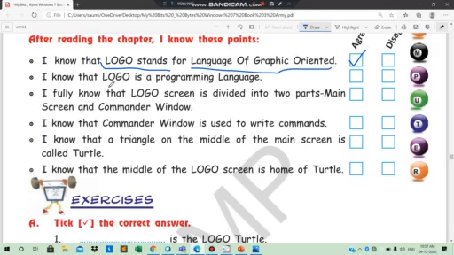I fully know that logo is what? Logo is a programming language. Yes, it's a programming language. ये मैम ने समझाया भी आपको कि लोगो क्या होता है. लोगो एक तरह की प्रोग्रामिंग लैंग्वेज है जिसमें हम क्या कर सकते हैं, लोगो की मदद से हम क्या कर सकते हैं.